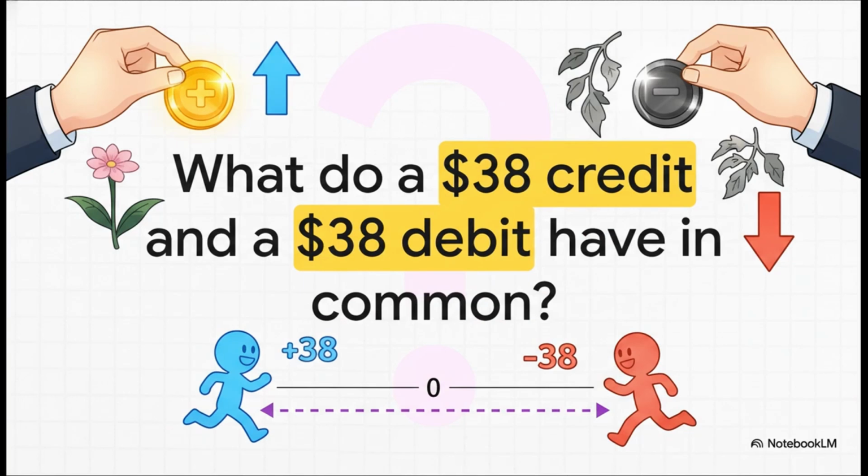All right, let's kick things off with a little thought experiment. You look at your bank account and see a $38 credit. Nice! Then, later, you see a $38 debit. Ouch! Not so great. Now, one is a gain, the other is a loss. They feel like total opposites, right? But what's the one thing they have in common? It's that number, $38. This idea, the difference between the amount and the direction, is going to be super important, so just keep it in the back of your mind.